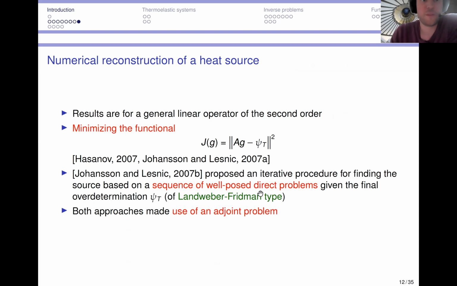This is here one slide about the numerical reconstruction of the heat source. In the article of Hazanov, Johansson and Lesnick, they try to recover the source by minimizing this functional. And also Johansson and Lesnick proposed an iterative procedure, which is of Landweber-Friedman type and consists of a sequence of well-posed direct problems for reconstructing the source.